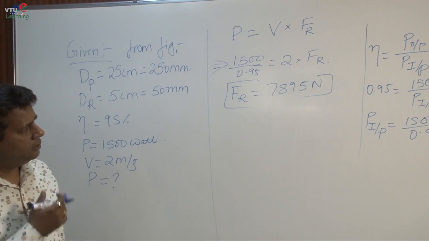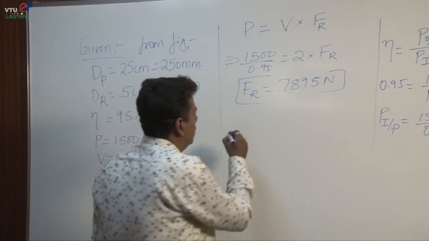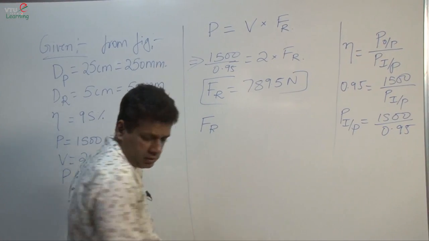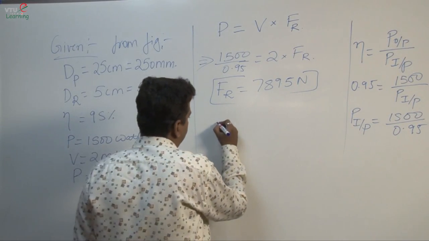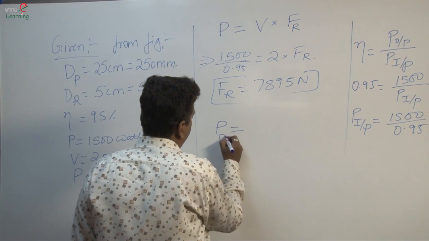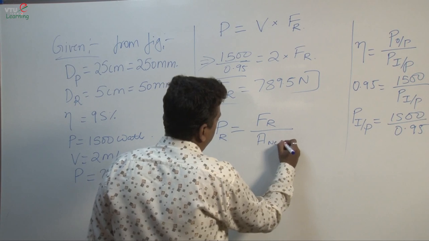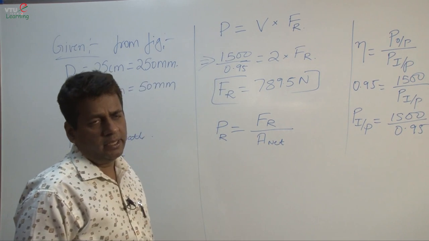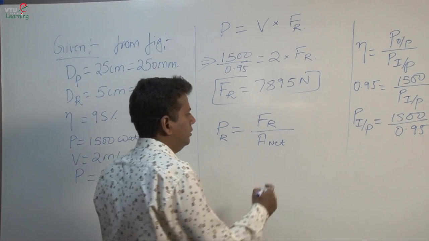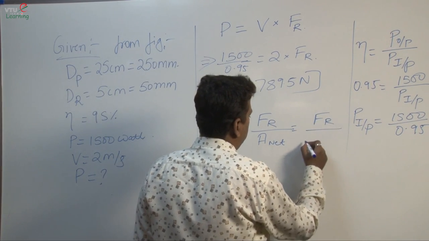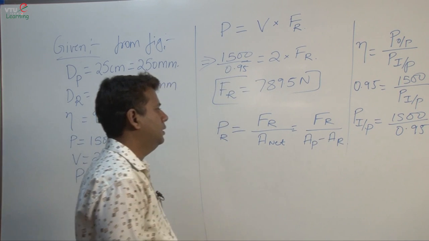So let us continue further, right? So we know that the pressure for retraction is equal to the force for retraction into the net area. You are very well aware that for retraction the net area is taken into consideration. For the extension, the direct piston area is taken into consideration. So that is equal to FR into the area of the piston minus the area of the rod, right?